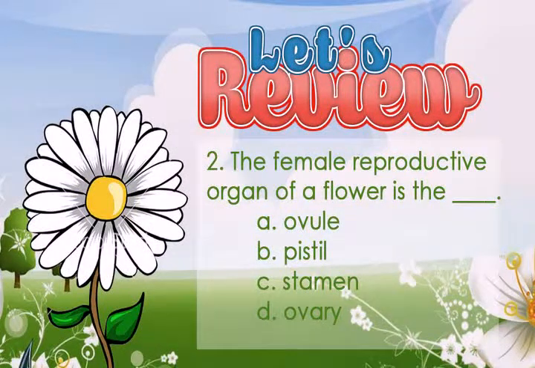Question number 2. The female reproductive organ of a flower is the blank. A. Ovule. B. Pistil. C. Stamen. D. Ovary. You've got it right. The pistil is the female reproductive organ found at the center of the flower. It consists of ovary, style, and stigma.